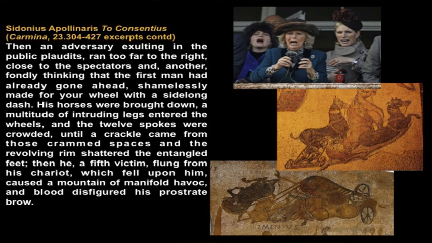Then an adversary, exulting in the public plaudits, ran too far to the right, close to the spectators, and another, fondly thinking that the first man had already gone ahead, shamelessly made for your wheel with a sidelong dash. His horses were brought down, a multitude of intruding legs entered the wheels, and the 12 spokes were crowded until a crackle came from those crammed spaces, and the revolving rim shattered the entangled feet. Then he, a fifth victim, flung from his chariot, which fell upon him, caused a mountain of manifold havoc, and blood disfigured his prostrate brow.